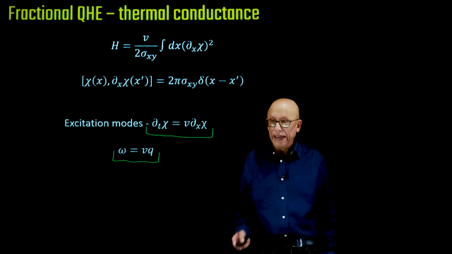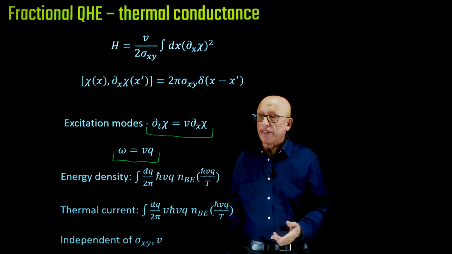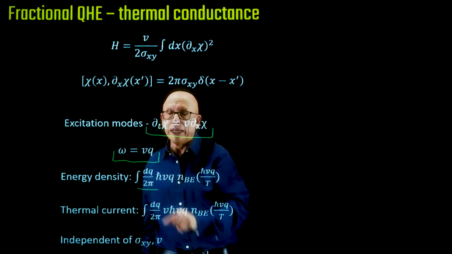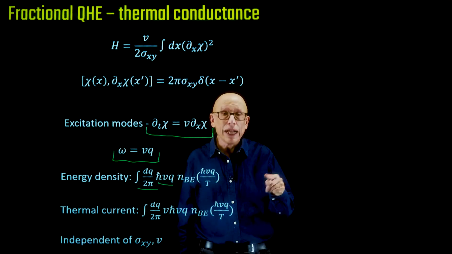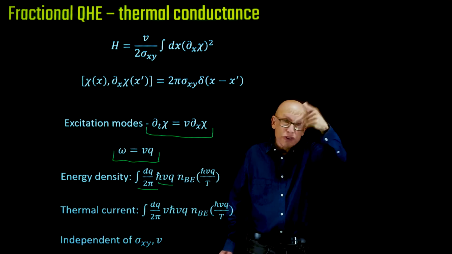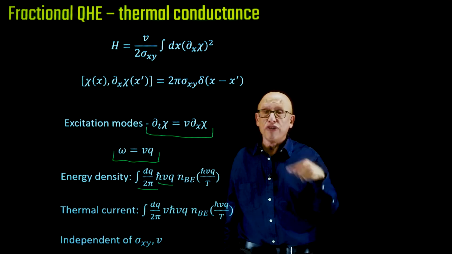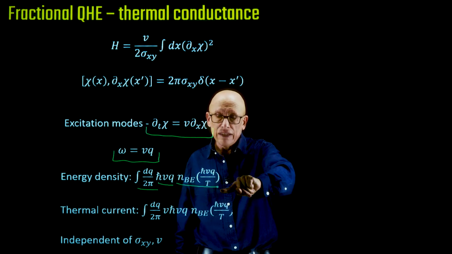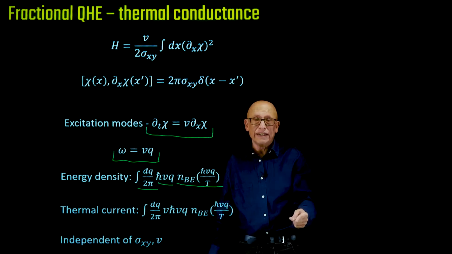Now, that means that at any given temperature, there is an energy density, which is an integral over all the momenta, multiplied by the energy h bar vq, multiplied for each excitation mode. Those are bosonic excitations. They are basically particle Hall excitations. For each boson, for each excitation, the Bose-Einstein factor. Now, that's the energy density.